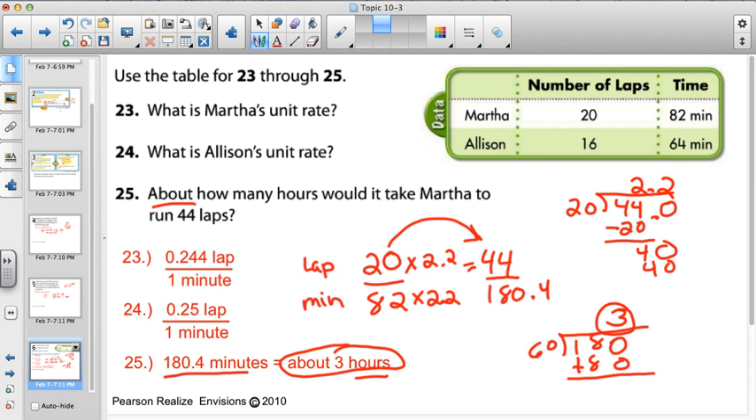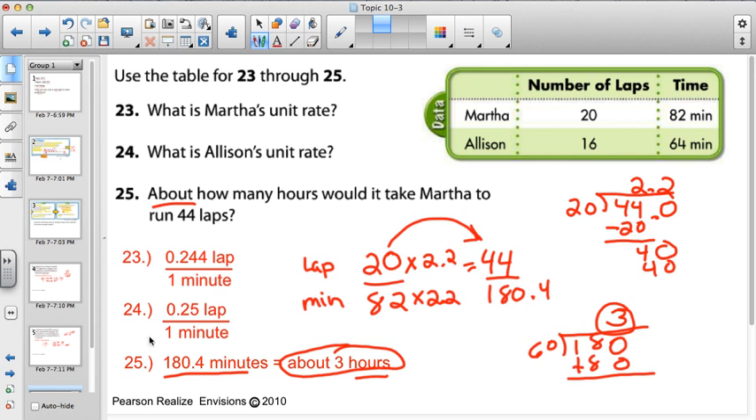Okay? Hopefully this video has helped you understand proportions a little bit, and you can watch the Fox video and it will explain it to you as well. If you have any further questions, you can see your teacher.